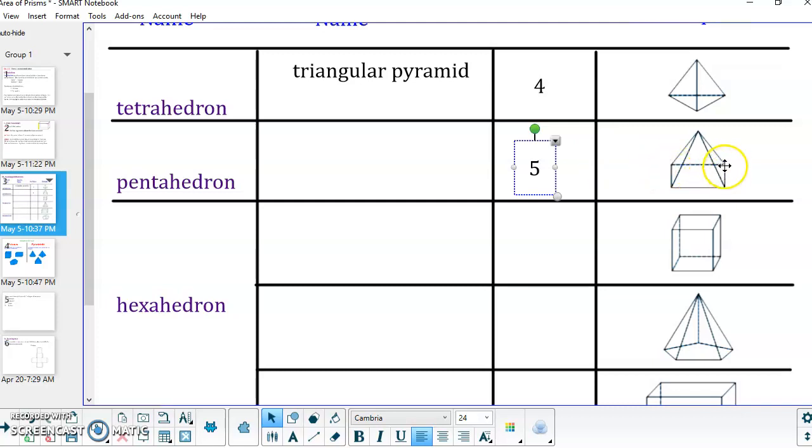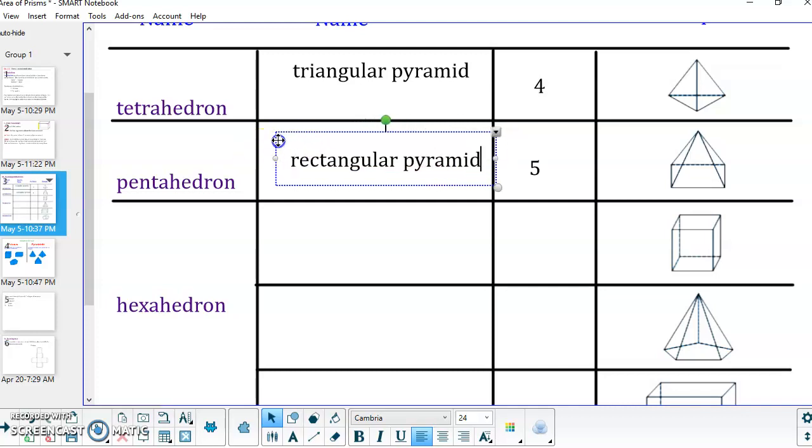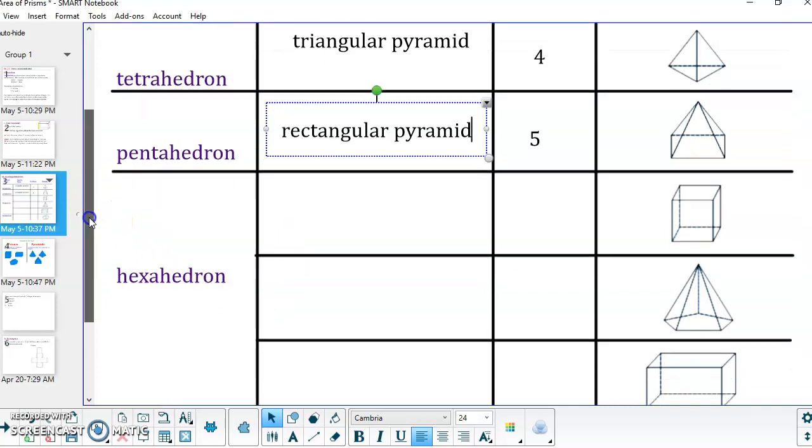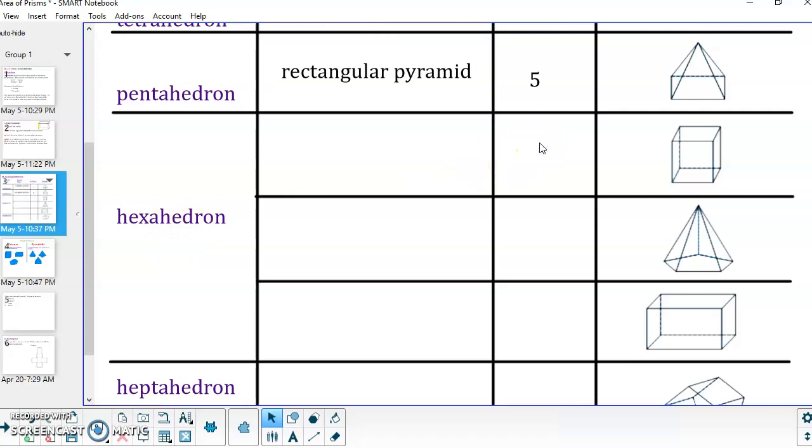If I'm looking at this, this is either a square or maybe a rectangular pyramid. And then we've got a couple different examples here of hexahedrons. So hexa means six. I'm just going to fill in six for all of these. For this one, this is actually a cube.